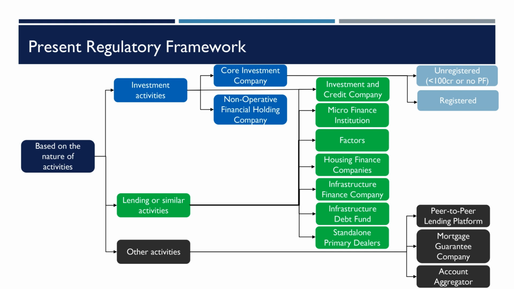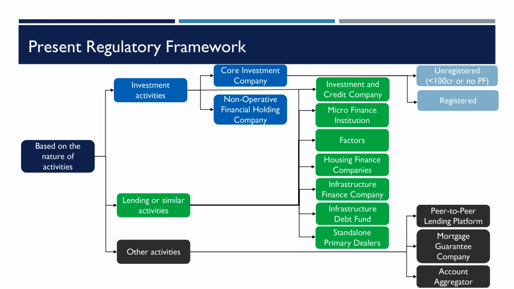CICs are also of two types. One is the unregistered CIC. What is the benefit of an unregistered CIC? As the name suggests, I don't need to register myself as an NBFC CIC. At the same time, I do not have to comply with the CIC master directions. That's the benefit of being an unregistered CIC. The other type is, of course, the registered CIC, which will need registration.